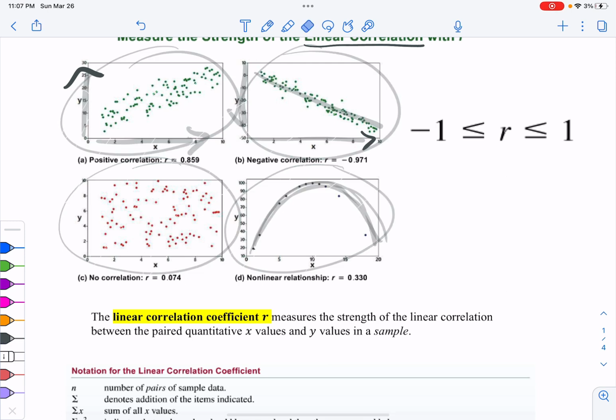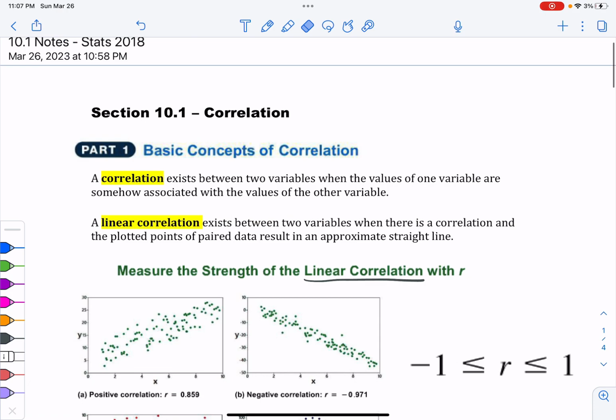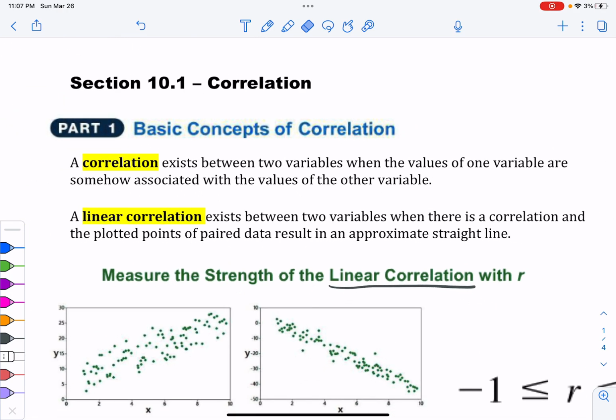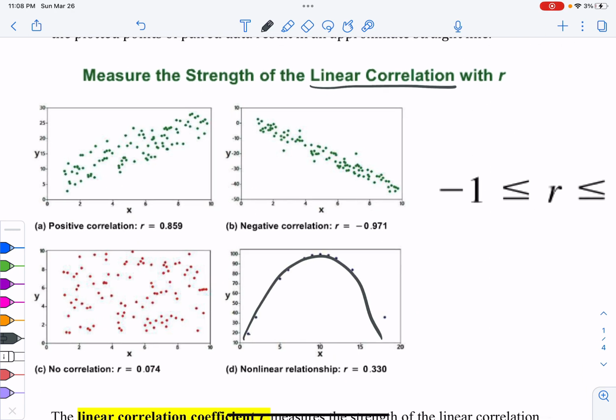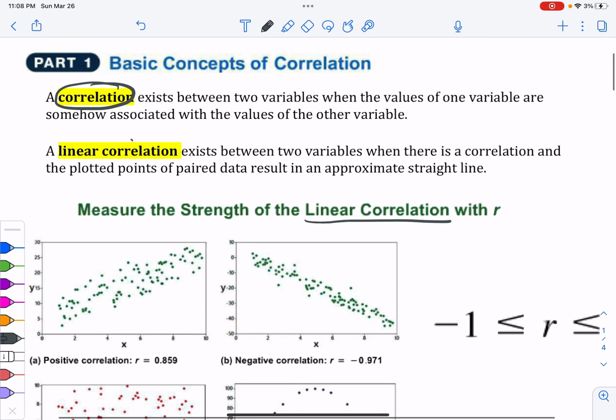So let's talk about some of the stuff up here at the top. A correlation exists between two variables when the values of one variable are somehow associated with the values of the other variable. Now, we just said a correlation doesn't necessarily have to be linear. It could be that there is a quadratic correlation. But then down here, a linear correlation exists between two variables when there is a correlation and the plotted points of paired data result in a straight line. So as one increases, the other one increases, or as one increases, the other one decreases.